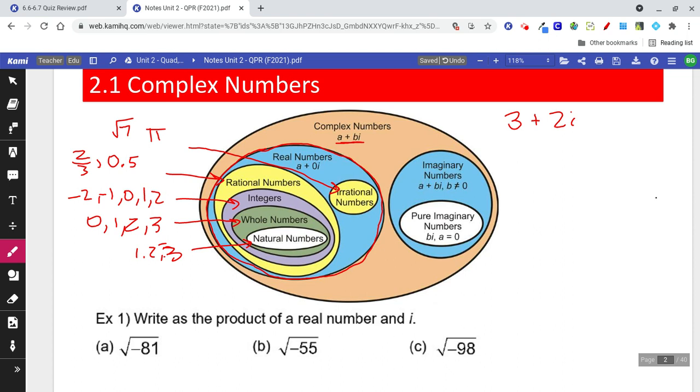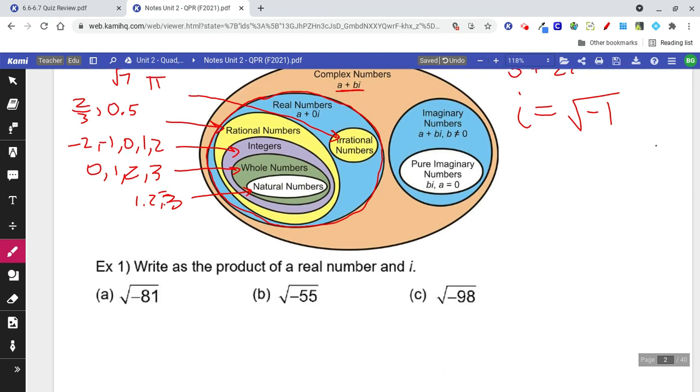But now when we talk about imaginary numbers, we're going to talk about basically the square root of -1. i is defined as the square root of -1. This is going to allow us to deal with some things that we couldn't deal with before. So an imaginary number, i, is talking about a square root of a negative.